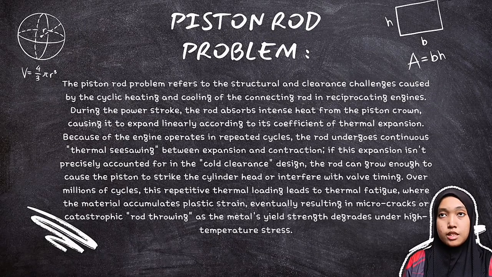Piston rod problem is about how heat affects engine parts. When the engine runs, the rod gets hot and expands. When it's cool, it shrinks. This constant seesawing can cause the rod to physically strike other parts if the design clearance is wrong. Eventually, the metal gets tired, what we call thermal fatigue, and can actually break or fail completely.